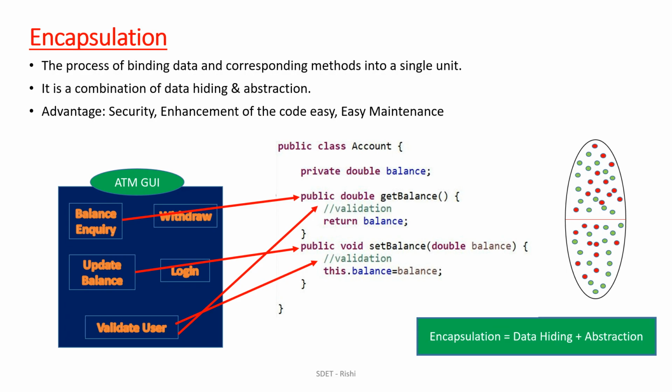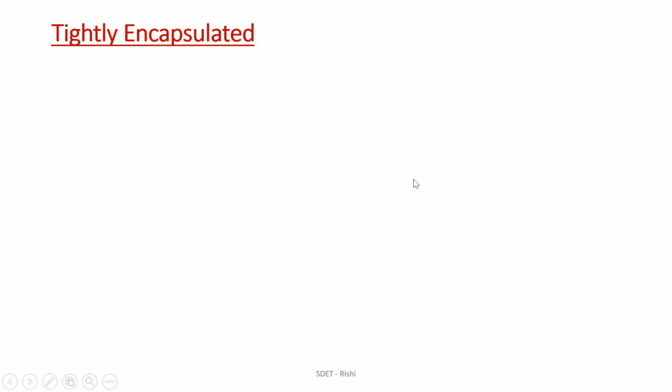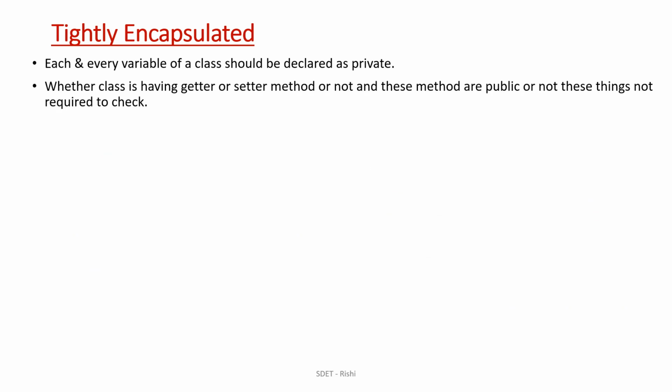And tightly encapsulated means that for the data members available inside the class, we are only bothering about whether all these data members are declared private or not. If all data members are declared private, that's fine, we can say this is tightly encapsulated, without checking whether its methods are public or whatever. We are not bothering about the methods, we are only looking at the data members. Each and every variable of a class should be declared private. Whether the class has getter or setter methods, it is not required to check, and whether they are public or something else, we are not required to check.